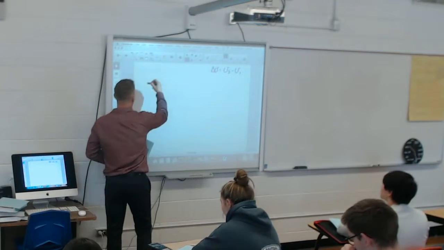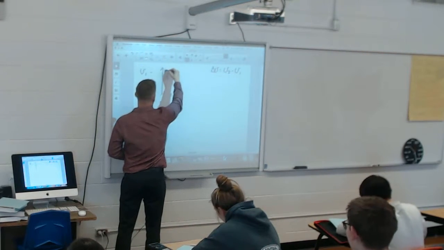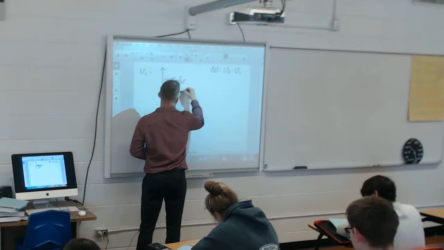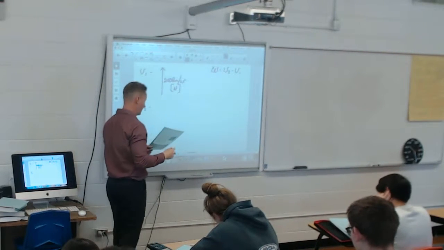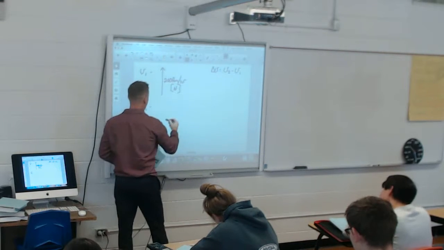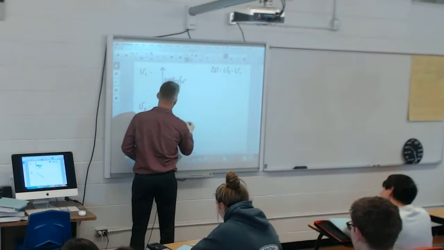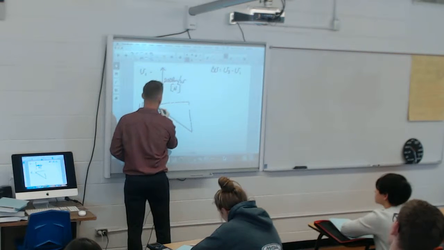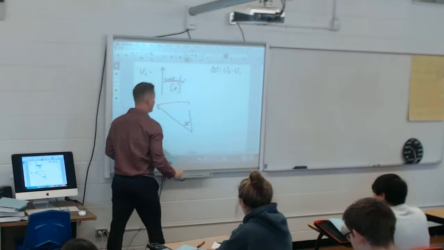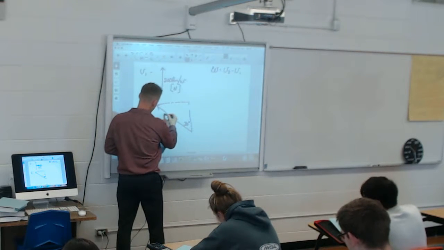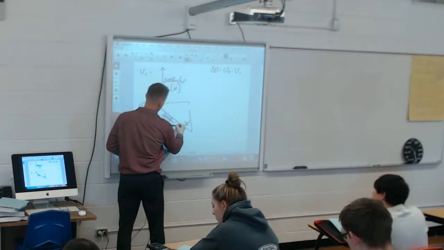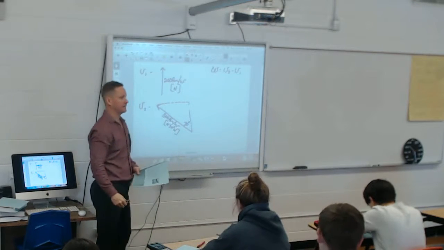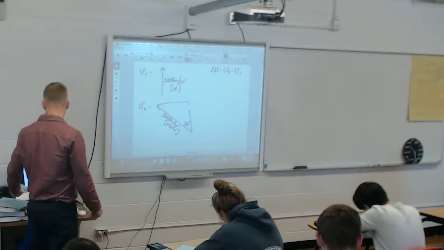So now what I do is I draw my two individual vectors first. The first one is 200 kilometers an hour to the north. Vector 2 is 300 kilometers an hour north, 30 degrees to the west. Like that. Okay?